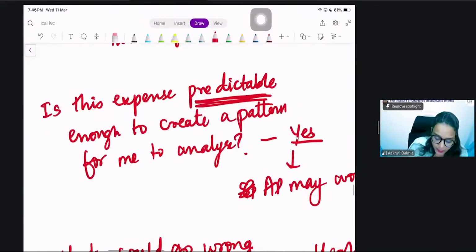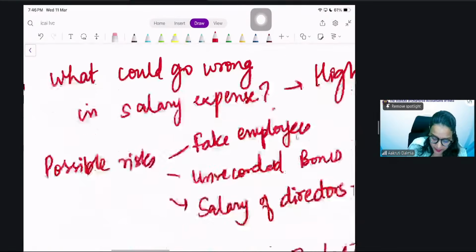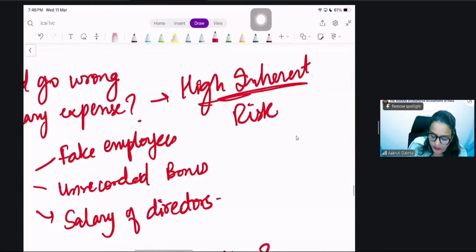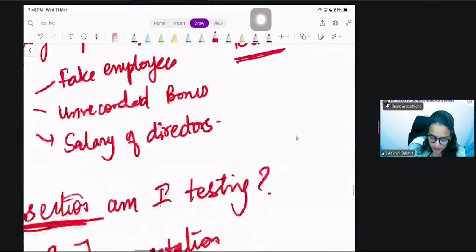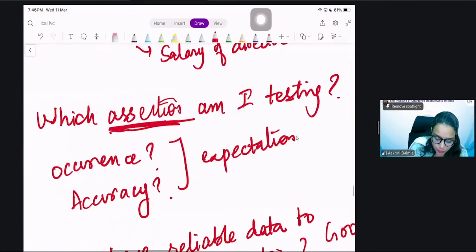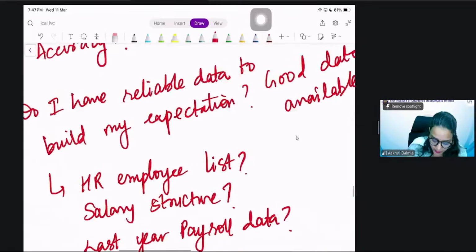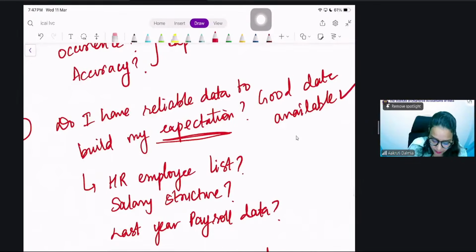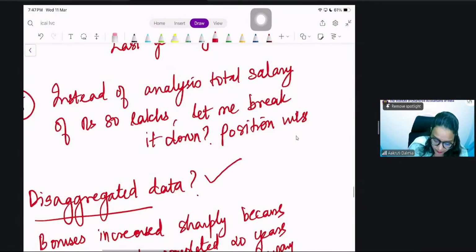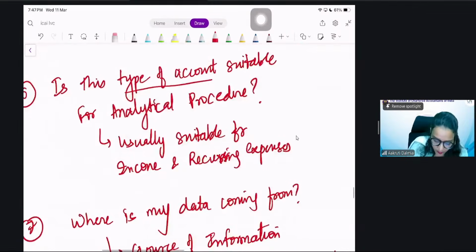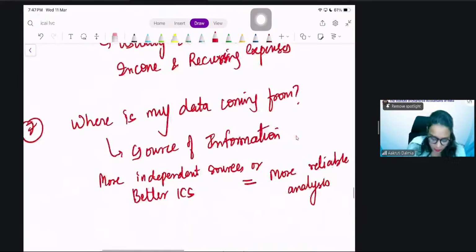First, is the data predictable? Second, what is the risk in this? How much risk is there? Which assertion do I want to test? Can I build a proper expectation? Is the data reliable? Can I disaggregate the data? Is the type of account suitable for analytical procedure? What is the source of my data?